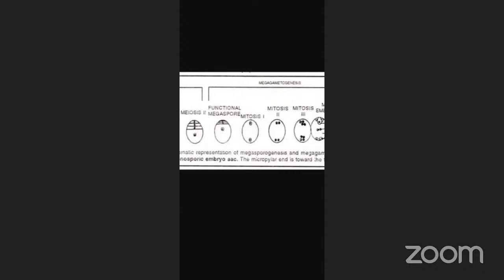Campbell also observed a similar type of embryo sac development, and according to him, the egg apparatus is invisible, 3 cell, approximately 8 nuclei form the secondary nucleus, and the remaining 4 to 6 nuclei are cut off as antipodal cells.